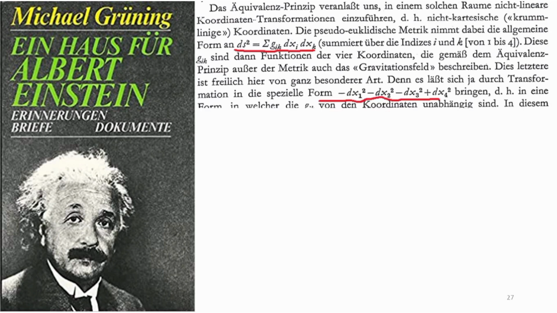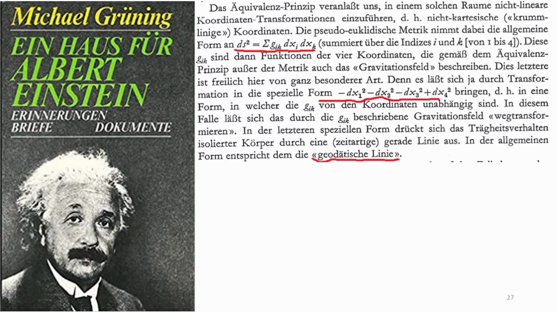Now this book in German means "A House for Albert Einstein", and it is a memoir document, very important for us to understand. This is the original German script, and you can see I have underlined a few of those passages, especially the last one, which talks about the concept of geodesic. Let me quickly read out the important part.